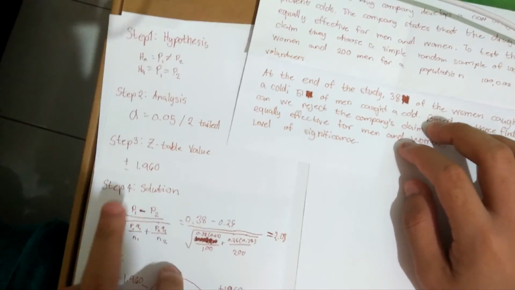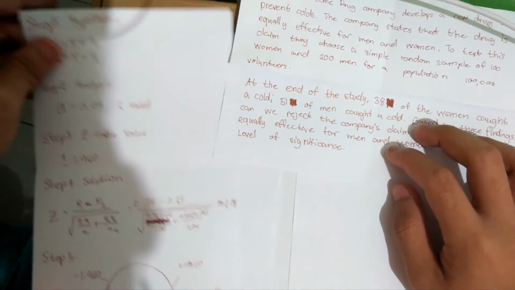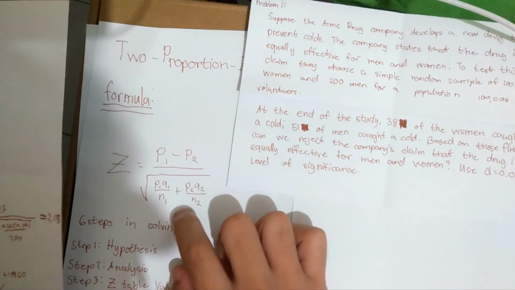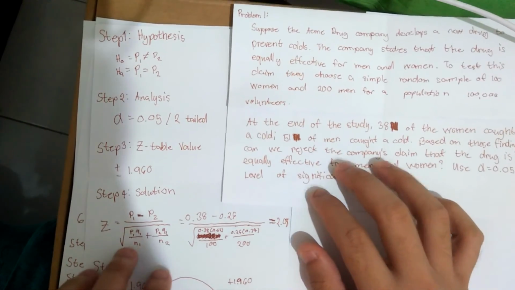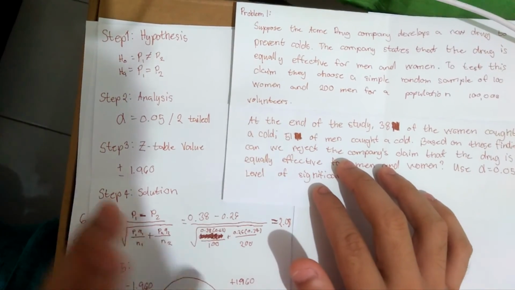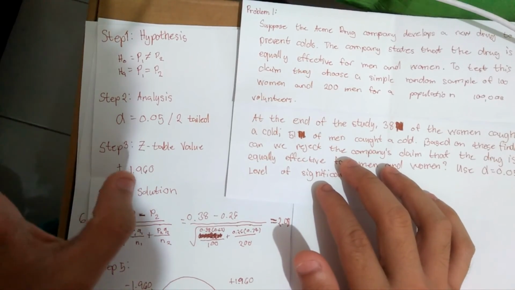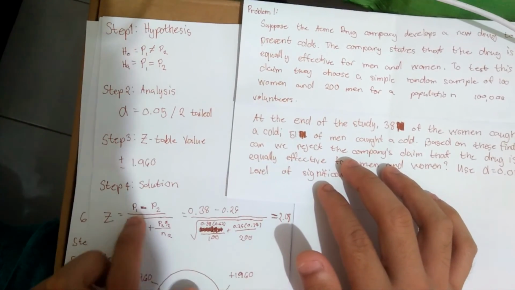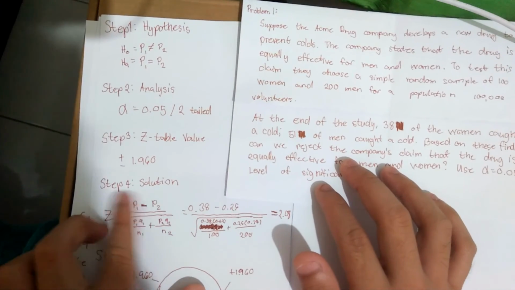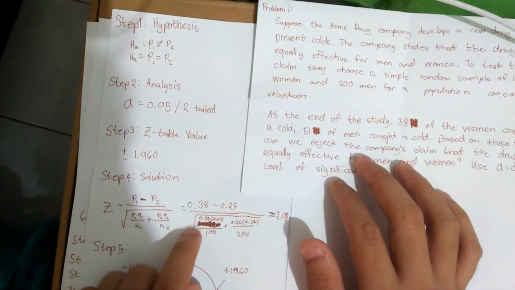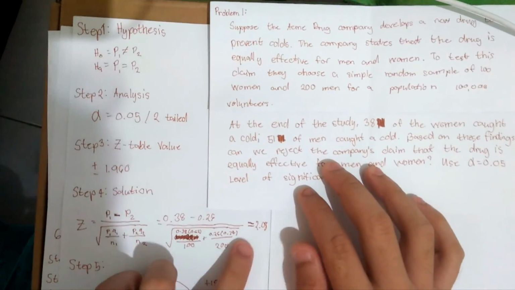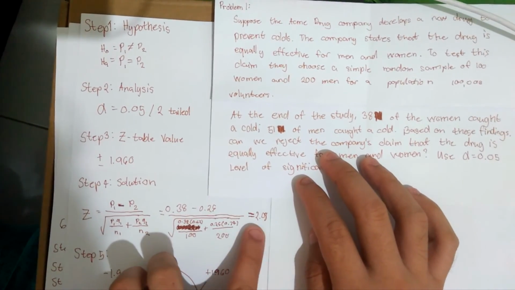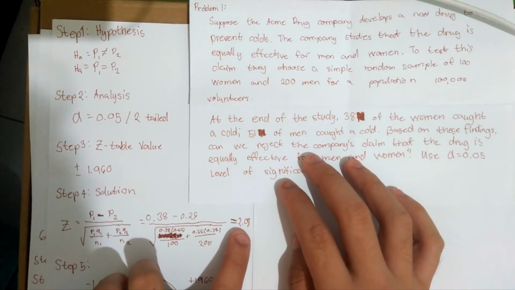Step 4, solution. The formula that I've given to you earlier will be used. Now you just need to substitute the values of these variables to the given values each, and we find 2.08.